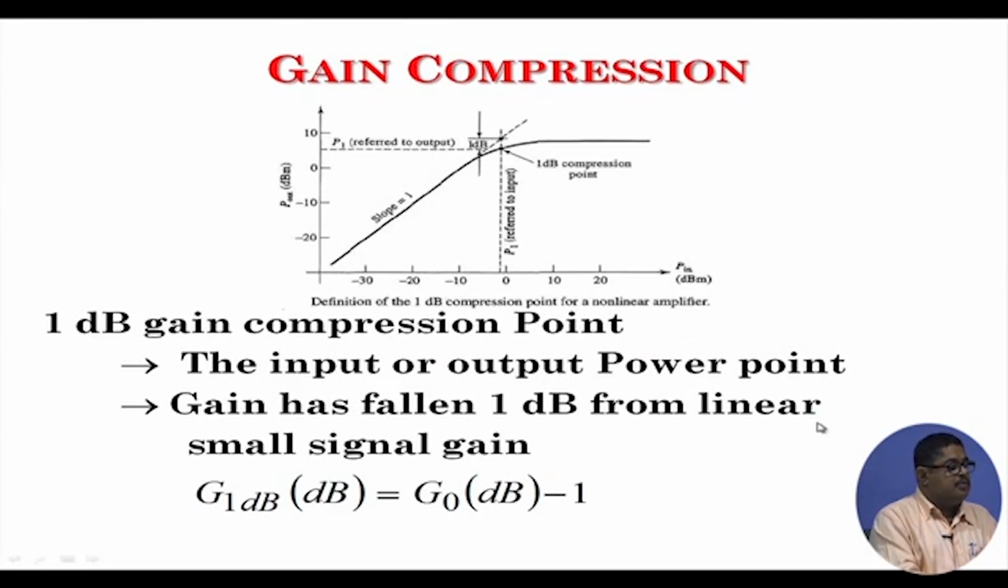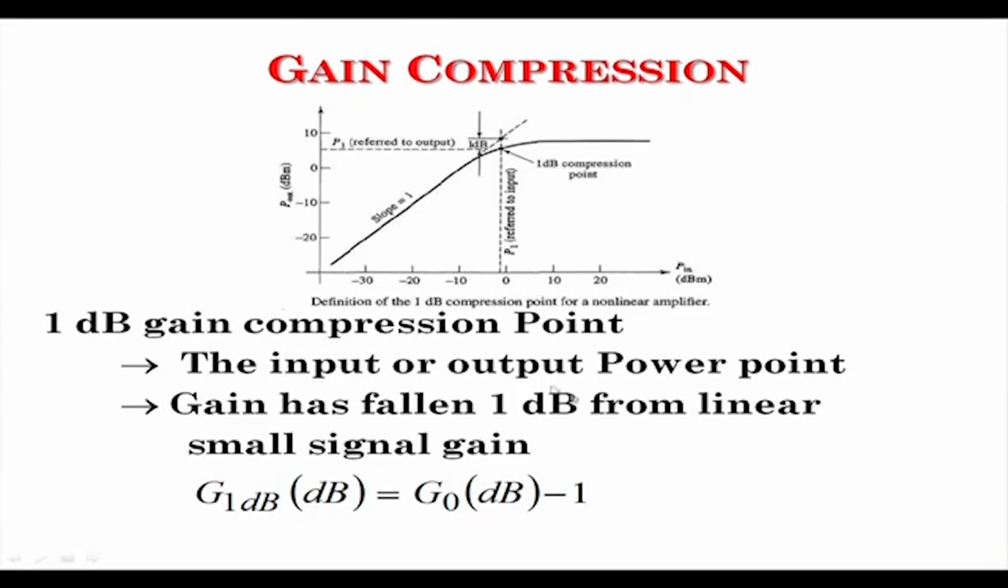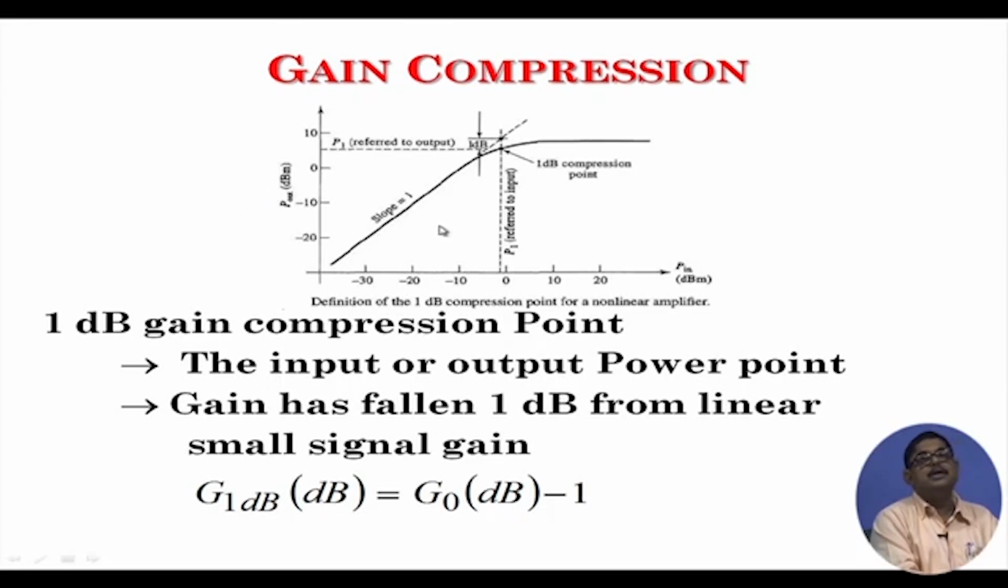Now, let us first see what is gain compression. We know that in a linear system, if we plot the power transfer characteristic of any 2 port network, particularly an amplifier, let us say in the x axis we put input power in dBm, in the y axis we put output power in dBm. Now, in the linear zone it has a slope of 1, we know we have a linear thing.